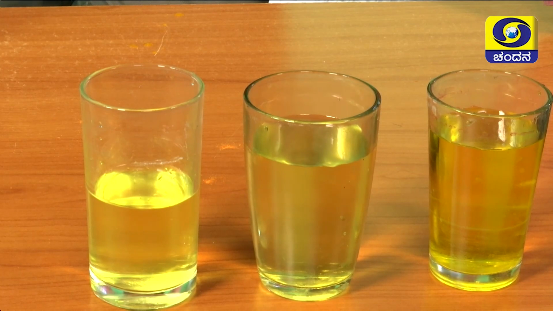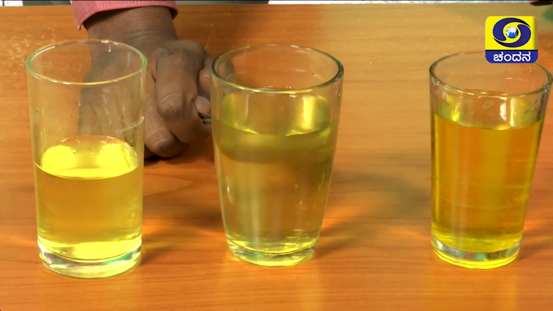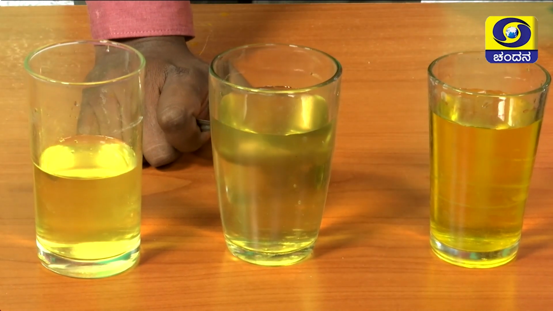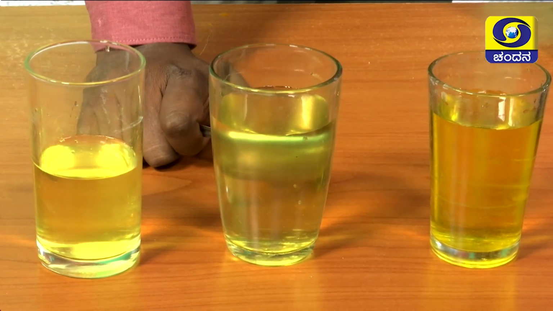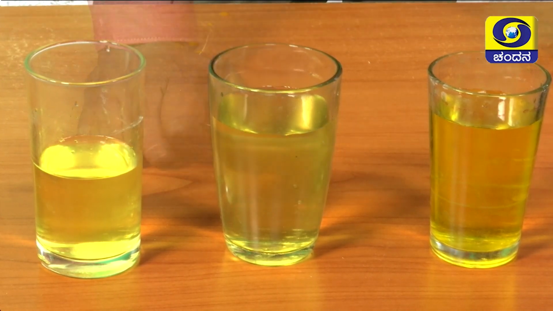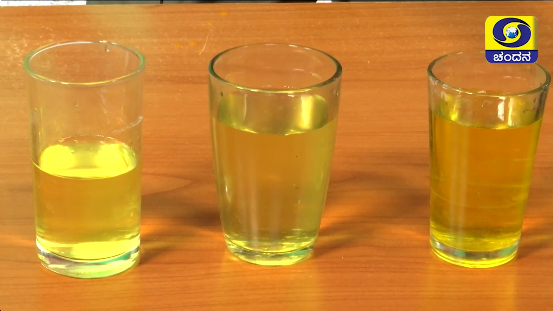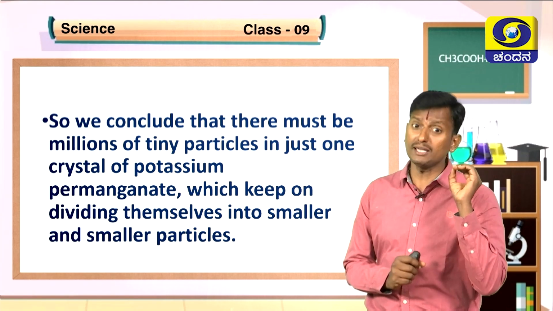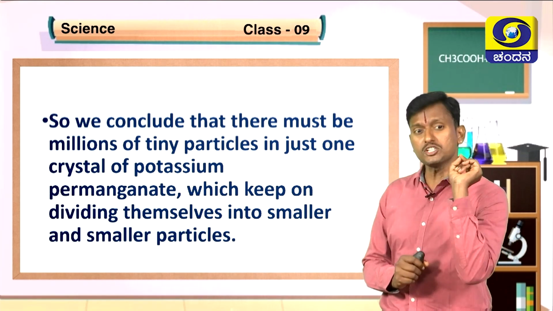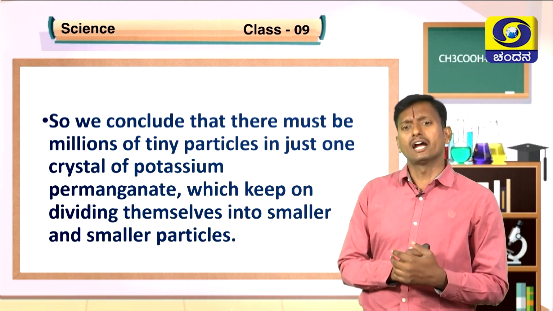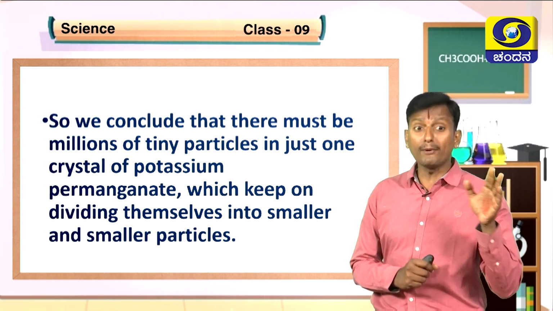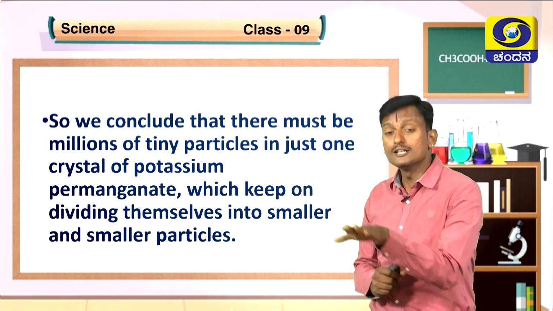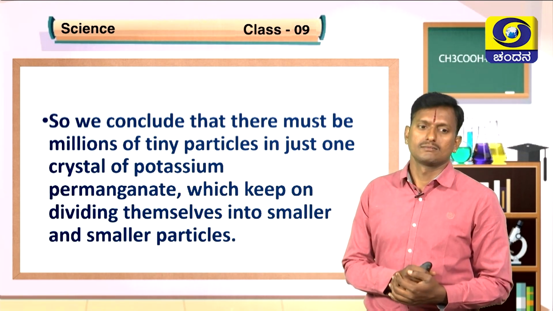Okay, students, by these experiments, we can conclude that there must be millions of tiny particles in just one crystal of potassium permanganate or the food color we use in this experiment. Understand? So, we conclude that there must be millions of tiny particles in just one crystal of this food color, or it may be potassium permanganate, which keep on dividing themselves into smaller and smaller particles, isn't it?